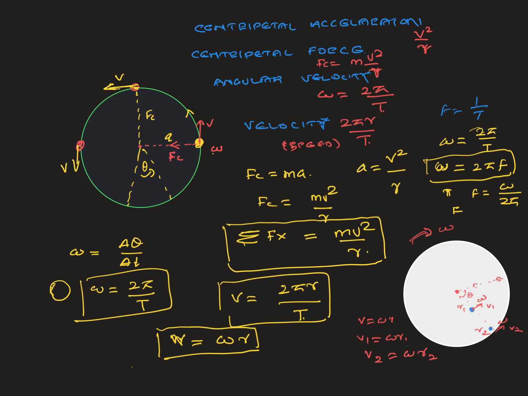So here we have v is equal to omega r: v1 is omega r1, v2 is omega r2. If you want to put the velocity in terms of the frequency, instead of omega, we put 2 pi f. So v1 is 2 pi f r1 and v2 is equal to 2 pi f r2.